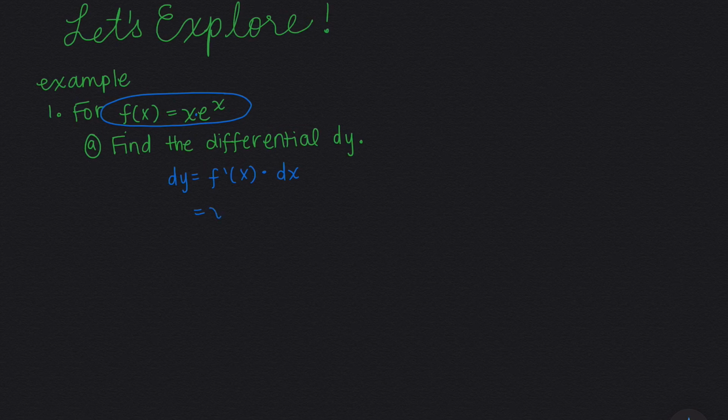We would have x times the derivative of e to the x, which is e to the x, plus e to the x times the derivative of x, which is 1. And I'll write the 1 there just to be safe. All of this times dx. I'm going to simplify this a bit. We can pull out the common factor, which is e to the x. So we have e to the x times (x plus 1) dx. And that's our differential of y, or dy.